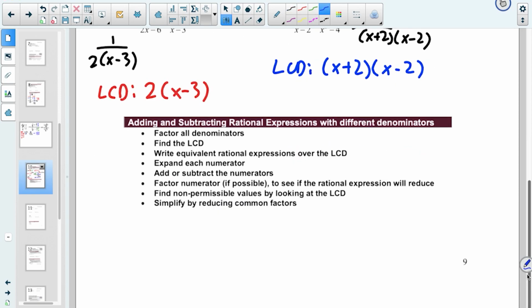For this next portion, we're going to add and subtract rationals with different denominators. So there's a few steps that we want to be able to follow while we're doing all of this. First of all, we're going to factor all of our denominators, find the LCD, write your equivalent rational expressions over the lowest common denominator, expand your numerators, add or subtract your numerators, factor them to see if anything will reduce. Then you can find your NPVs, and then we can simplify by reducing common factors.